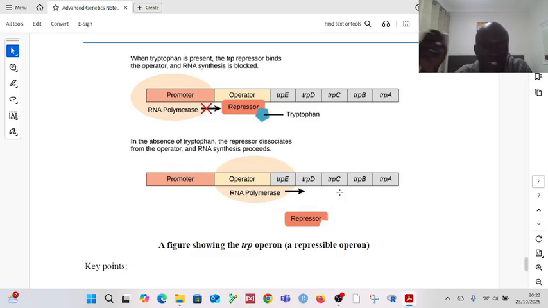But in the absence of tryptophan, the repressor dissociates from the operator. Dissociating means it separates from the operator. When the repressor leaves the operator, the path of the RNA polymerase is clear. Now the RNA polymerase can move and transcribe the structural genes. Okay.